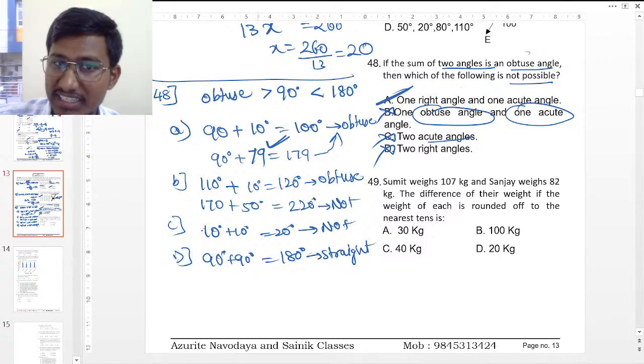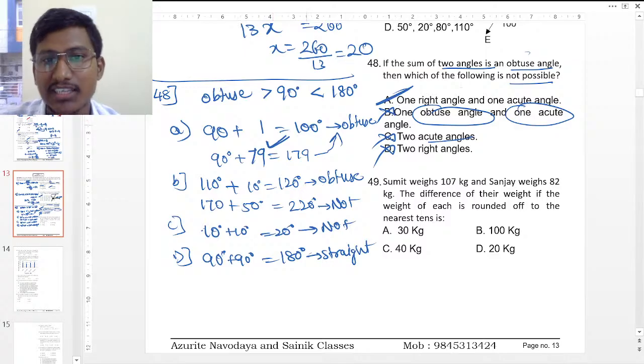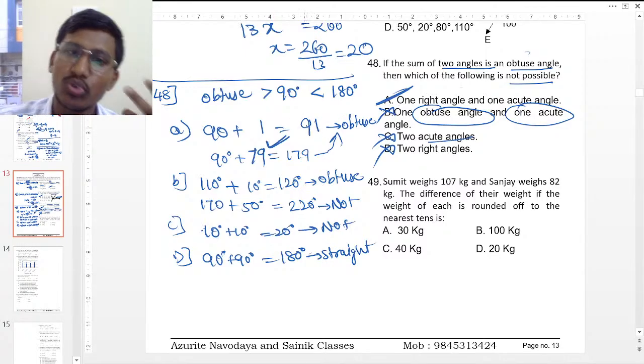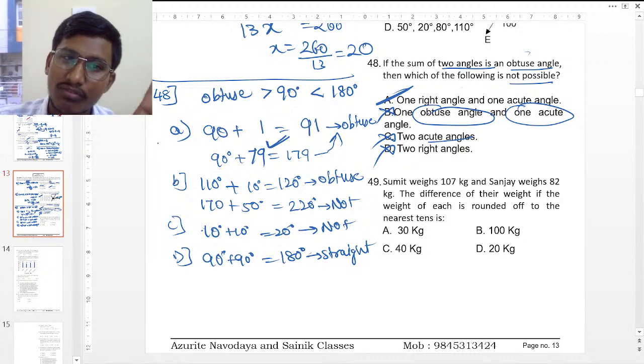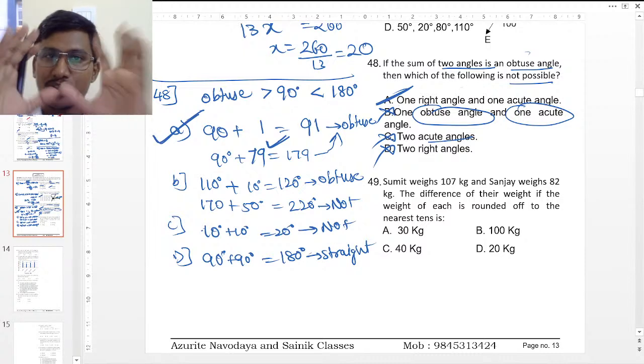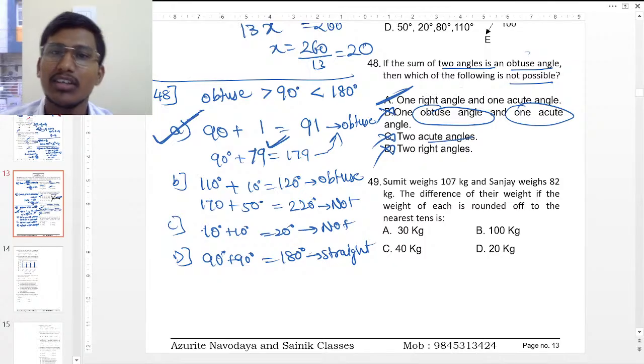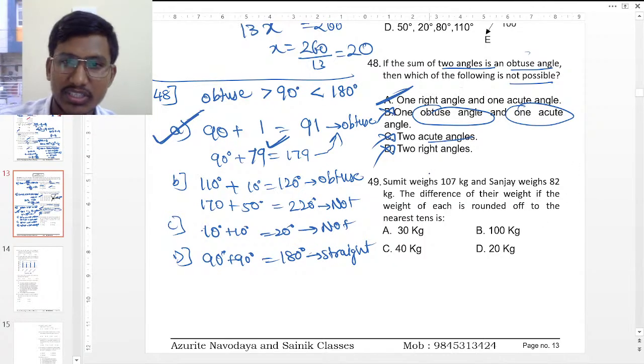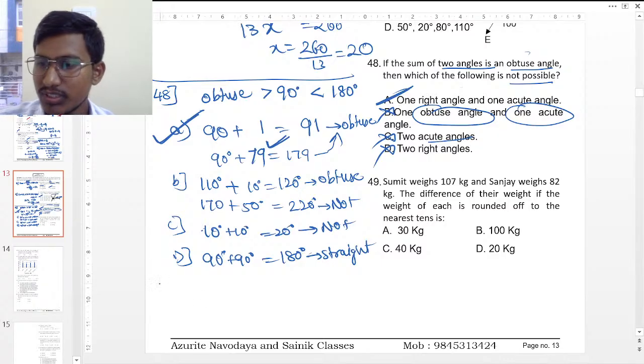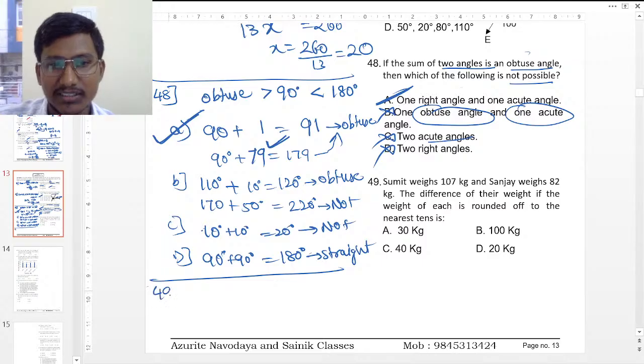So that is 1 degree. If you take 91, it is an obtuse angle only. So this way always A will be an obtuse angle. Understood? Okay, good. So that is the 48th question. Understood everyone? Yes. So now let us go to the 49th, students.